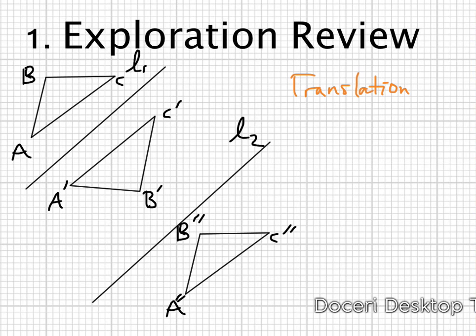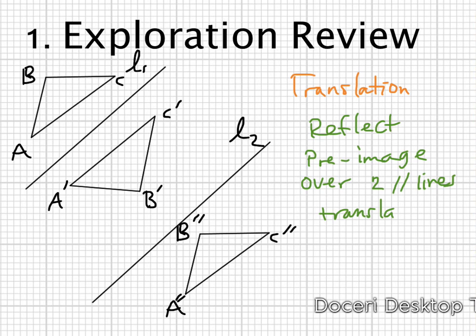And one thing that you should notice is that if I reflect our pre-image twice, and we reflect that over two parallel lines, this is the same as just moving or translating our original image, our pre-image, to the double image, our A double prime, B double prime, C double prime.